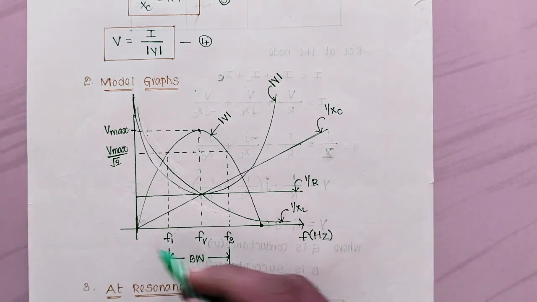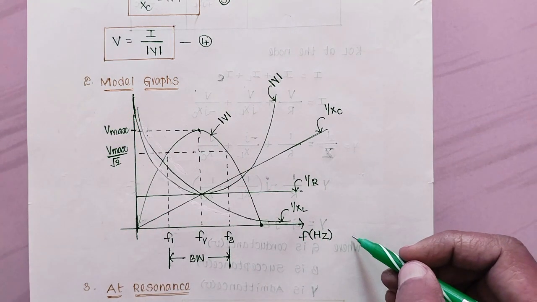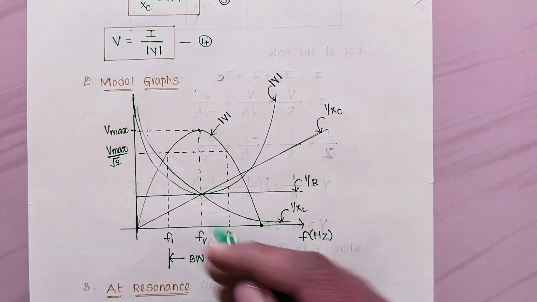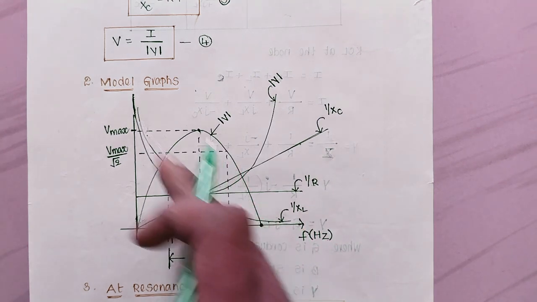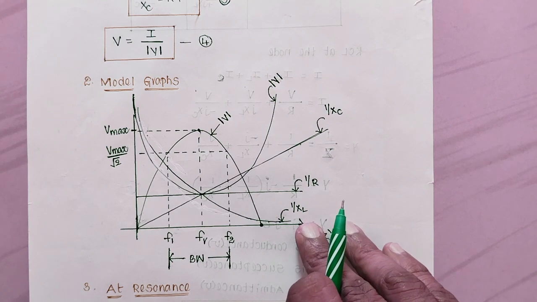As the frequency equals 0, 1 by XL equals infinity. At a frequency equal to infinity, 1 by XL equals 0. So in between, the 1 by XL curve starts at infinity and goes to 0. It is a rectangular hyperbola.